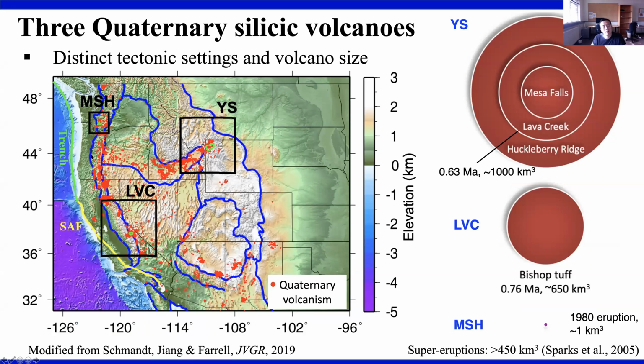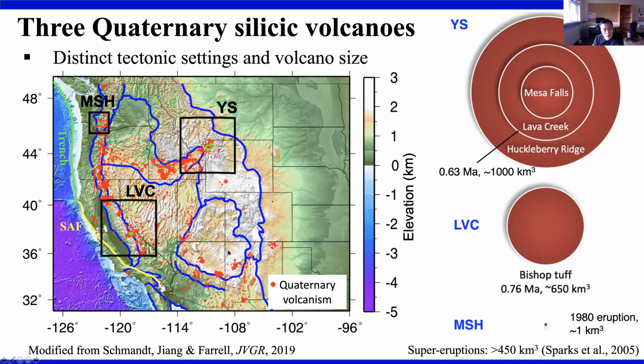They have one feature in common: they are mostly generating silicic eruptions. But apart from this similarity, they have distinct tectonic settings. Here I show the tectonics of the Western US. You can see the blue color illustrates the major tectonic units. This is the Cascadia arc, moving towards the south as the Sierra Nevada. This is the Basin and Range.